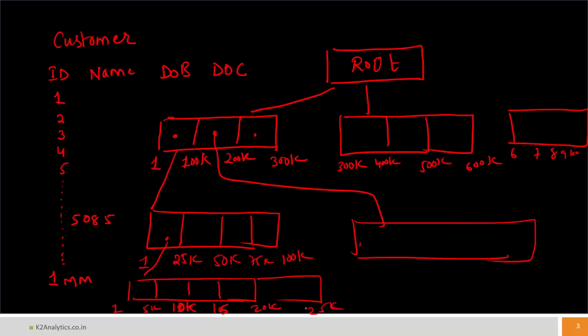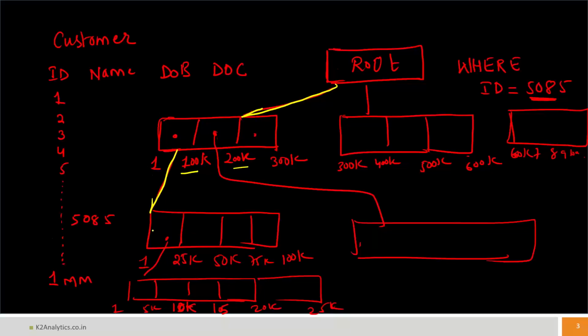Now you are writing a query. Select star from table where ID is equal to 5085. So the query engine of the database will come to the root node, and from the root node it will determine where 5085 would lie. Here you can see the range is 1 to 300k, and here the range is 300k to 600k, and this one is 600k to 1 million. Obviously 5085 would be here. So starting from the root node, the query engine will understand first it has to come here. Now these are the cutoff points: 1 to 100k, 100k to 200k, and from that it will realize, okay, I need to navigate here.